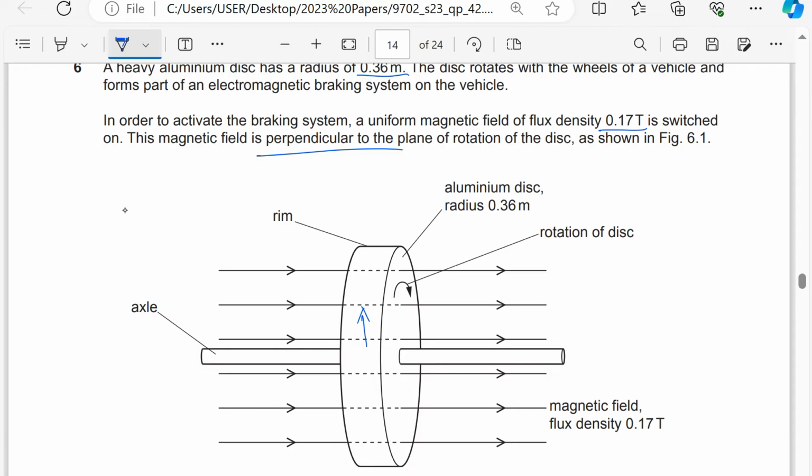So the force on the current in the disk must oppose the rotation of the disk, and that force is given by Fleming's left-hand rule. Therefore the current must be coming from the rim to the axle. If the current was from the axle to the rim, by Fleming's left-hand rule, the disk would rotate clockwise. But by Lenz's law it should oppose the rotation of the disk, so the current must be coming from the rim to the axle.